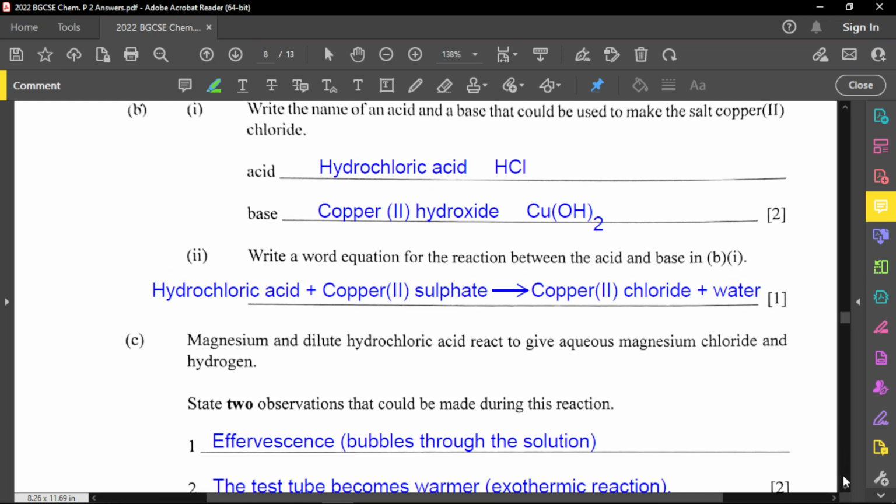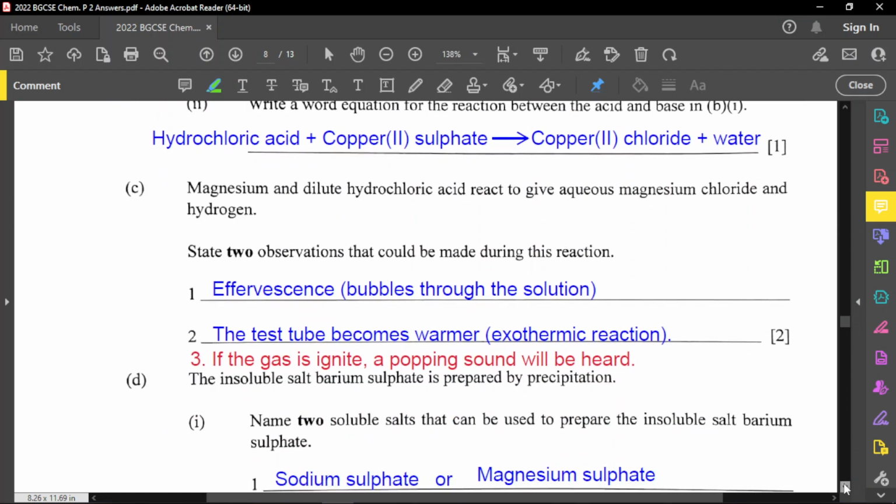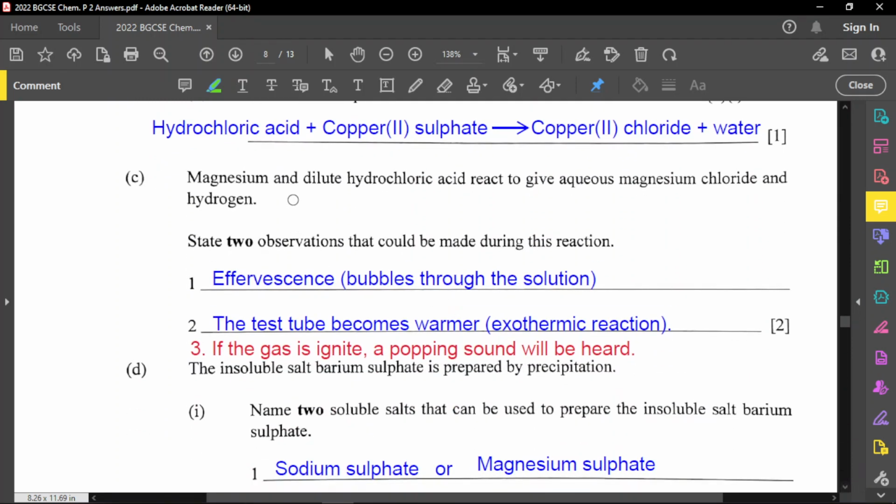For part C, let me go up a little bit. So part C says magnesium and dilute hydrochloric acid react to give aqueous magnesium chloride and hydrogen. State 2 observations that could be made during this reaction. And once you react magnesium with an acid, what you're going to get is effervescence, which means bubbles will be seen forming throughout the liquid or even at the surface of the liquid, but bubbles will be forming. All right.